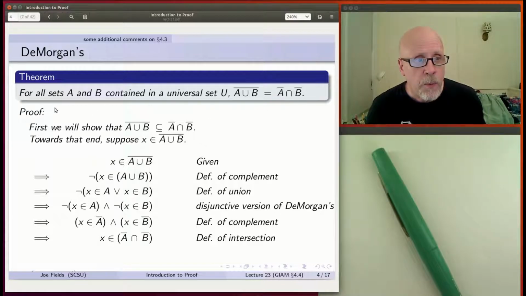So how's the proof run? This is a fairly good way to lay it out, I think. You tell people what you're doing. So first we will show that the complement of the union is contained in the intersection of the complements. Towards that end, suppose X is an element of the complement of the union. All right. So then it goes into a two-column format, which is an appropriate format to drop into since we're in a relatively simplistic setting.